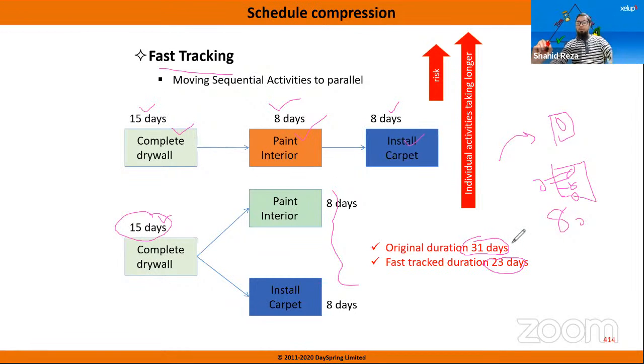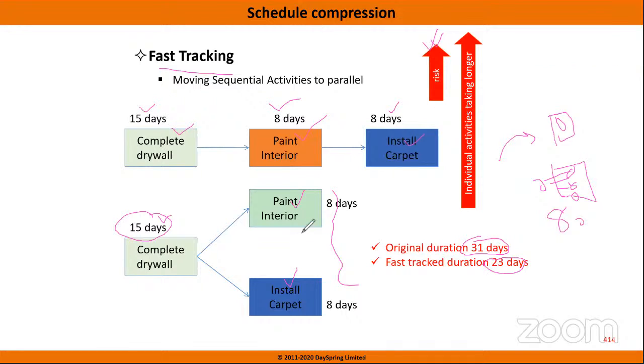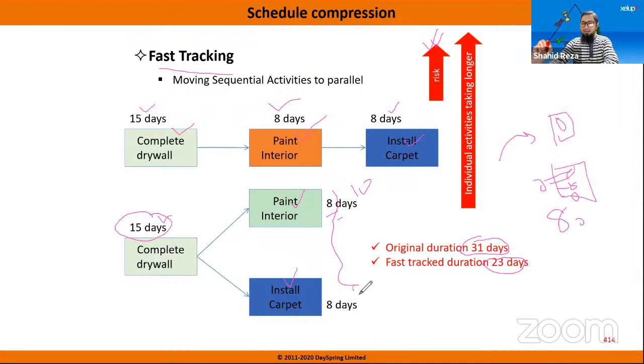This example is just to remember what fast tracking is. Fast tracking is doing things parallelly or overlapping. But what will happen if you overlap? The tasks will be risky. So when we are doing these two tasks at a time, both tasks will be at risk, right? And individual activities take longer because both tasks are now running together. So maybe within 8 days you cannot finish. Maybe it will take 10 days. Maybe it will take 9 days. All right, it happens, right? When we do work parallelly.